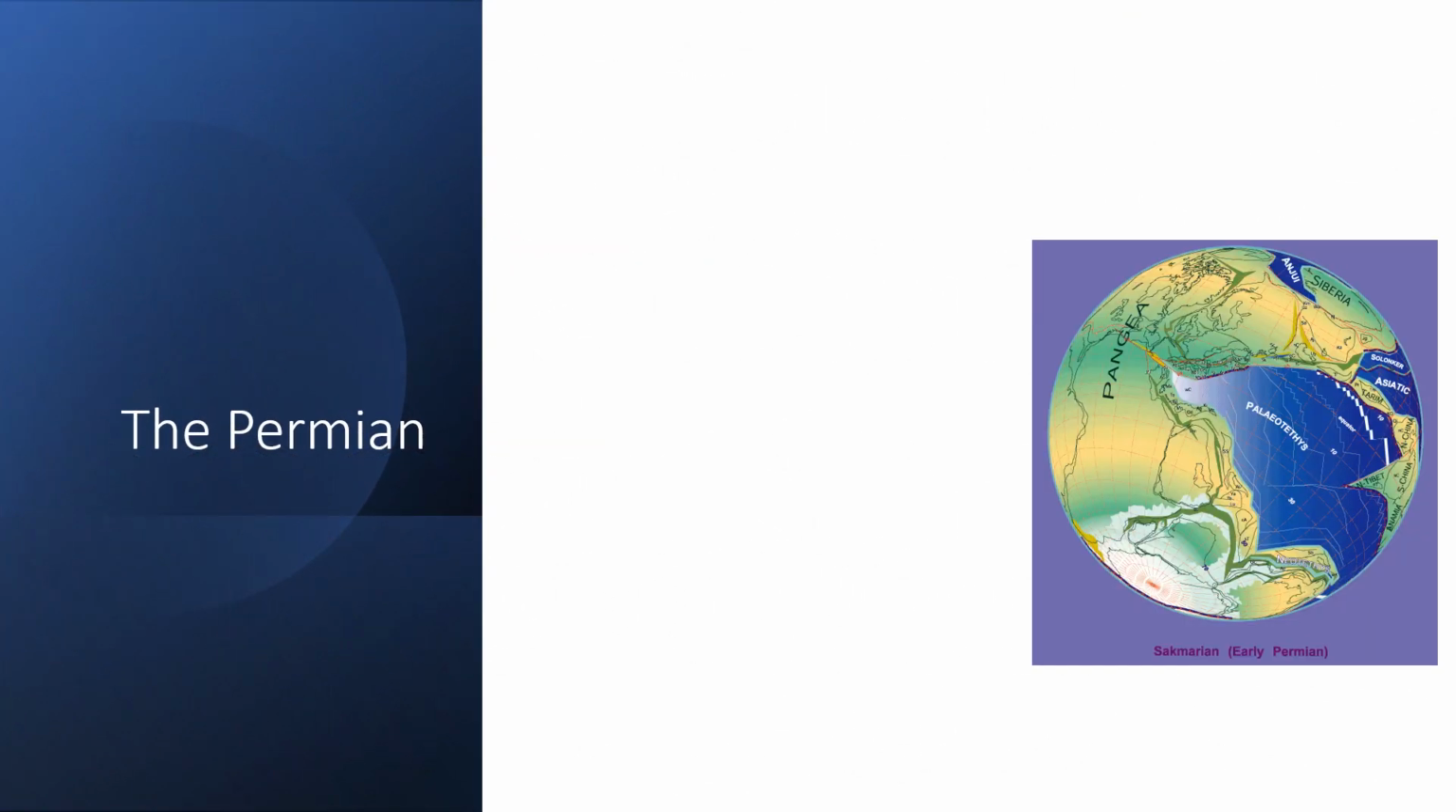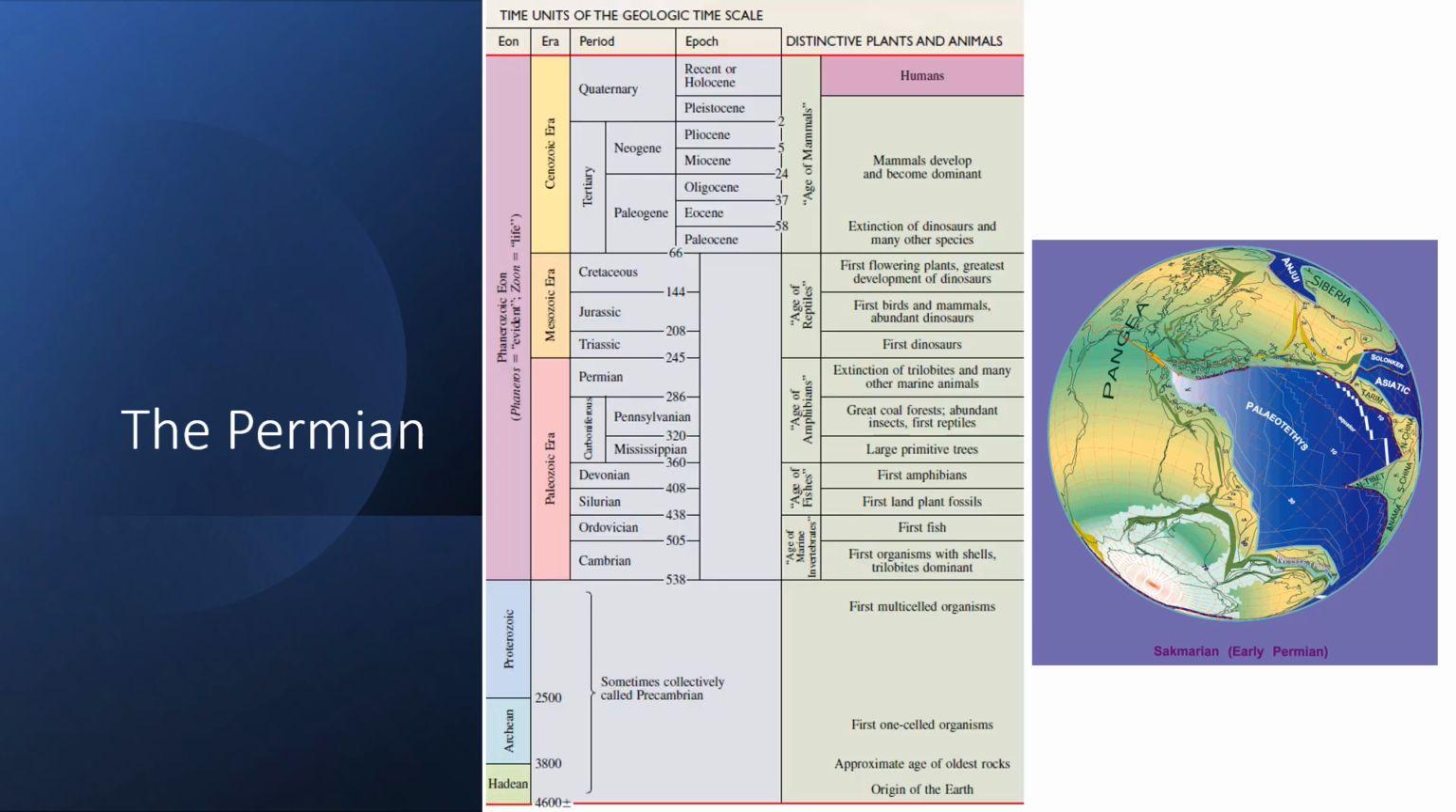The Permian and the paleogeography of the Permian are shown here in this image, where the continent Pangea dominates the Earth's continents and surface. The position of the Permian is the upper part of the Paleozoic era, and the name Permian refers to the Perm region of the Ural mountains in Russia.